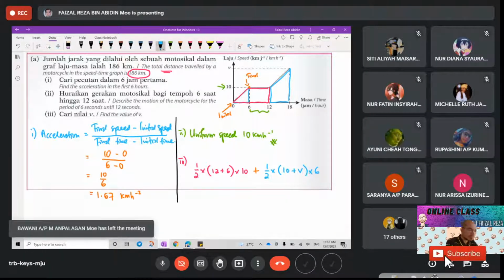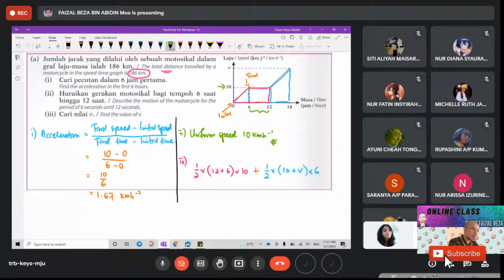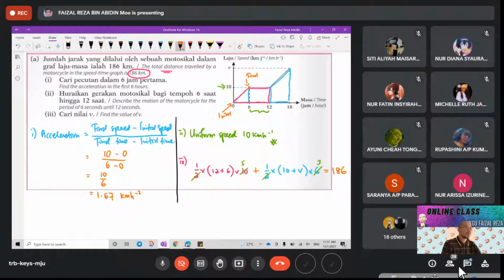Right? Okay, so now I'm going to simplify first. So 2 and 10, 2 and 6. This one 3, this one is going to be 5. So I'm going, okay, this one, sorry, forgot. Equals to 186 kilometer. Okay, so what we have over here, I'm going to solve that one first.